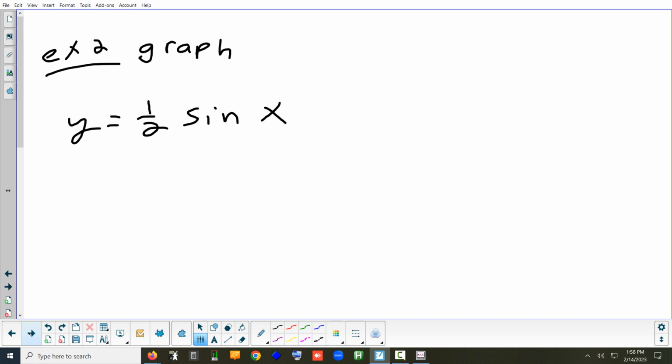Okay, let's try this one. So y equals 1/2 sine x. First step, figure out what kind of transformation it is, and then think about which column stays the same. So Cameron, what kind of transformation is this one? Compression. Can you be a little bit more general? Or, well, what kind of compression?